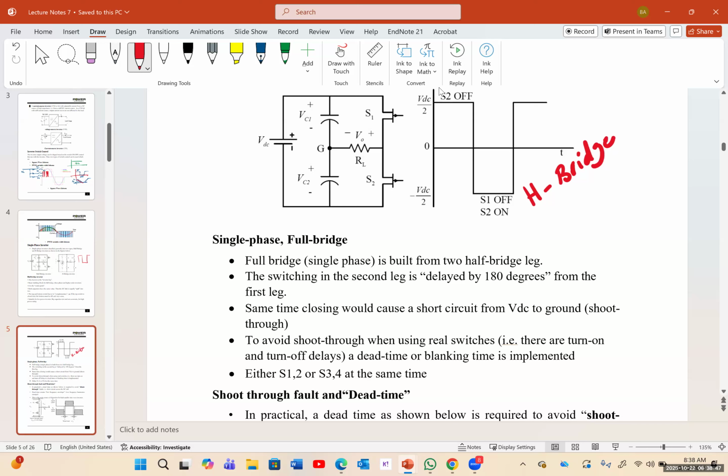And for a half bridge, as you can see, when S1 is turned on, S2 is turned off, and on the load, you're going to have the positive side. So this is S1 is turned on. And when S2 is turned on, the positive or the load is connected to the negative. So you can see here S2 is turned on and S1 is turned off.